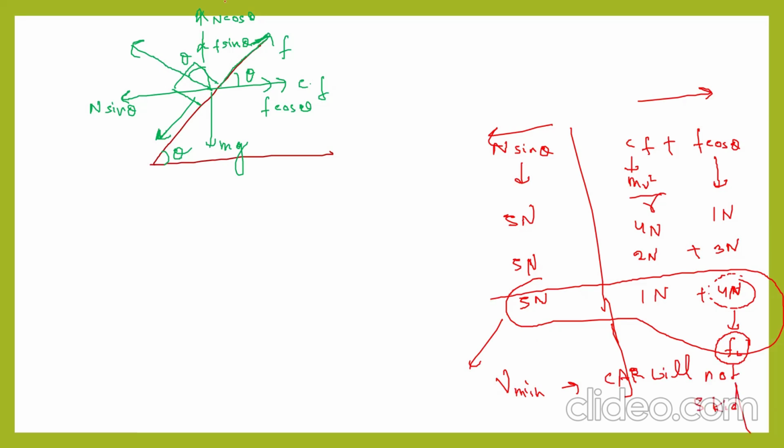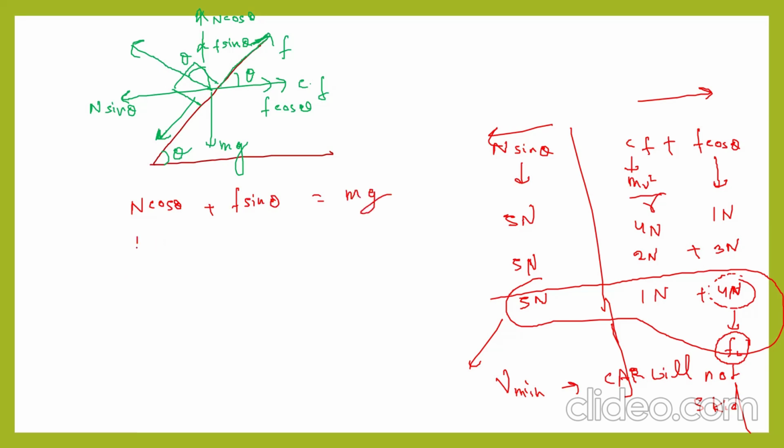So friction always opposes the tendency of motion. Friction helps us when normal fails. Now please tell, if you balance the equation, n cos theta plus f sin theta will be what? It will be mg.